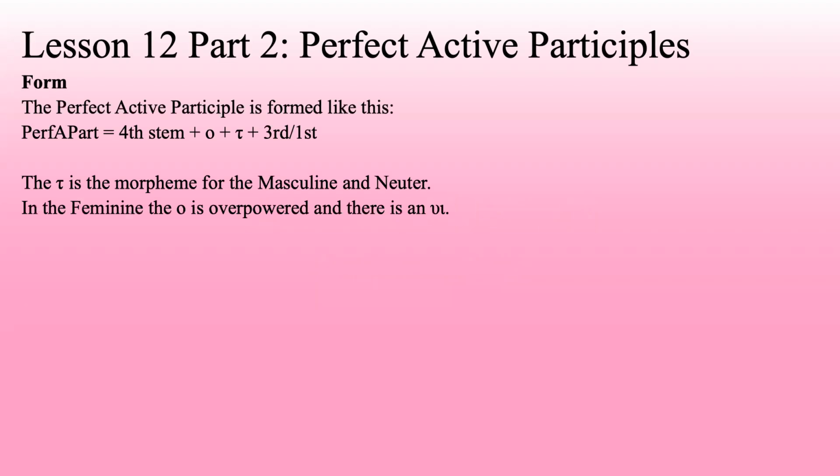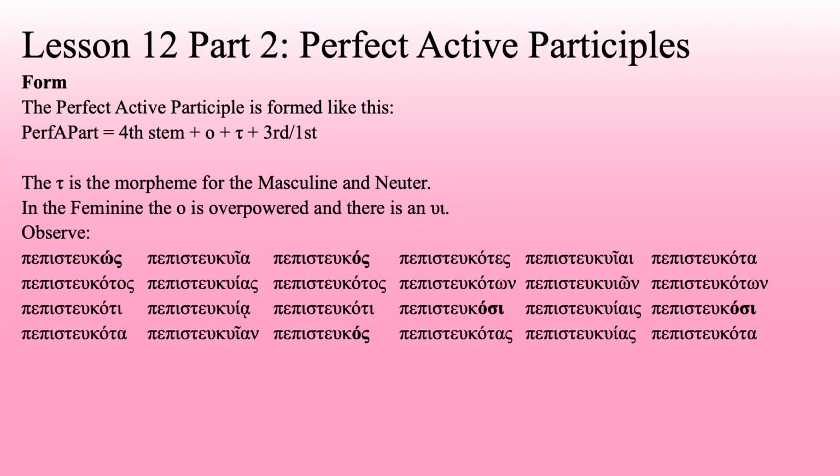In the feminine, the omicron is overpowered and there's an upsilon iota. So observe what that looks like here. This masculine genitive singular is our first normal one. So we've got a fourth stem, pepisteuk. We've got an omicron theme vowel. Then we have just the tau, not the nu tau. And then we have the omicron sigma for the third declension ending.